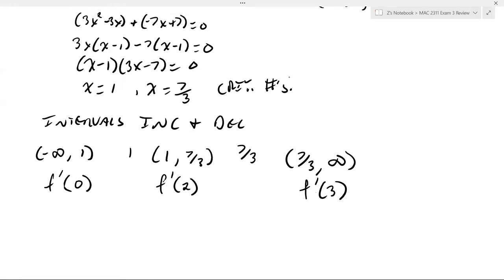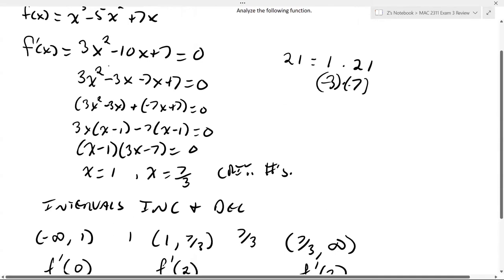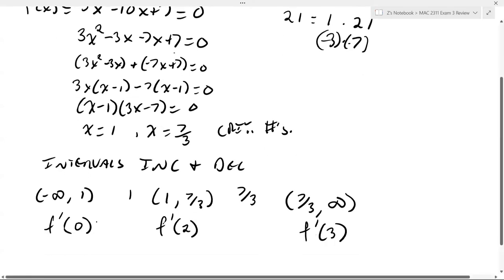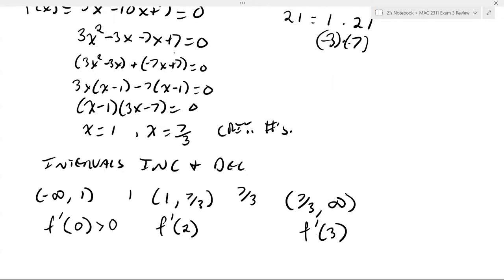So we plug in 0 into our derivative. Here's our derivative, right? 3x squared minus 10x plus 7. So plugging in 0 for the x's gives us positive 7. So I know that this is greater than 0 on this interval.